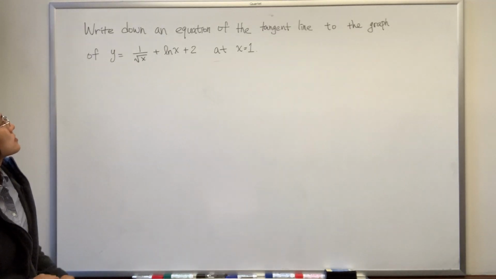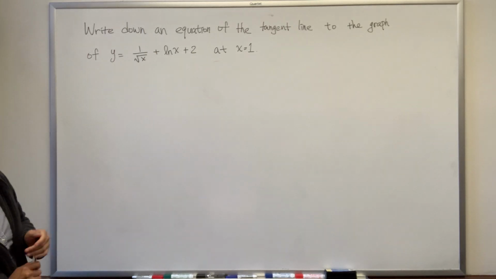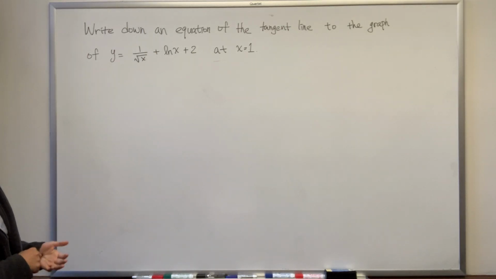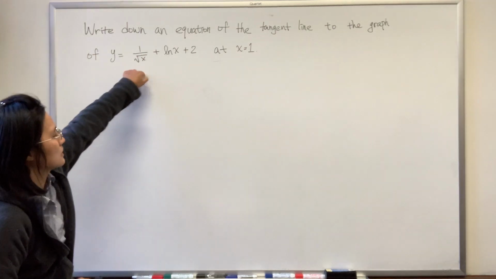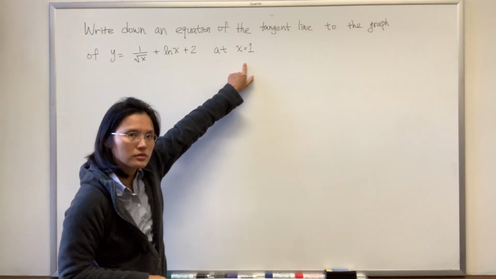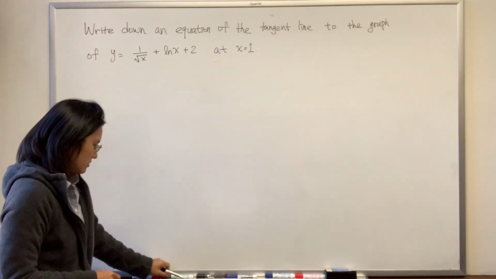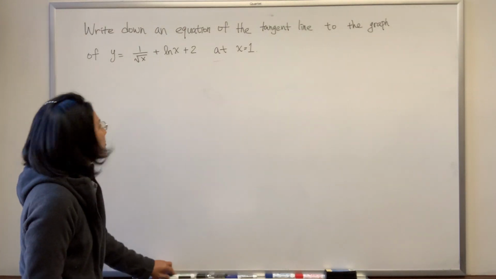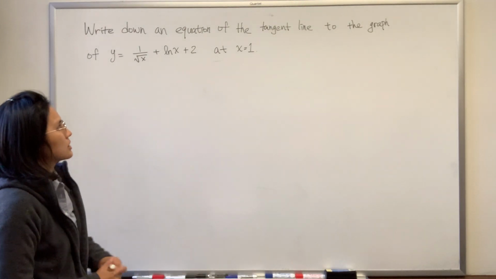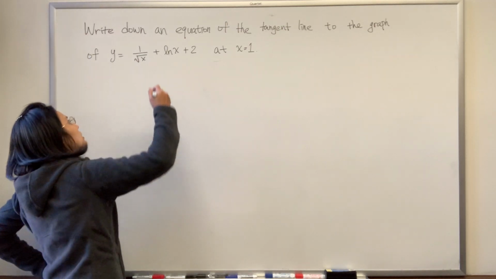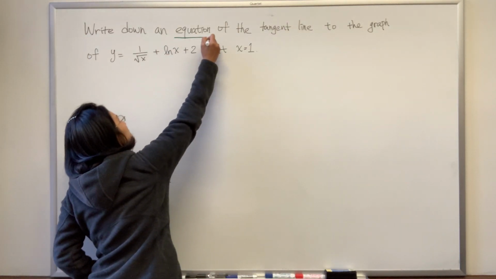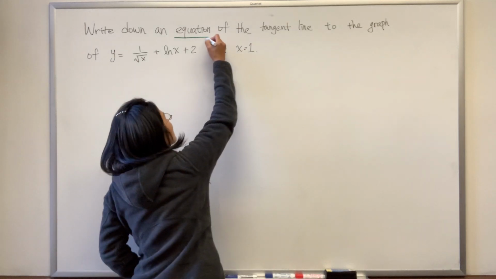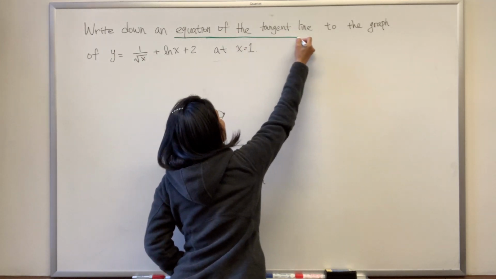Let's look at this problem. Write down an equation of the tangent line to the graph of this function at this point. So before you jump into solving a problem, first read the problem. So what are you looking for? You're looking for an equation, but equation for what? Equation of the tangent line.